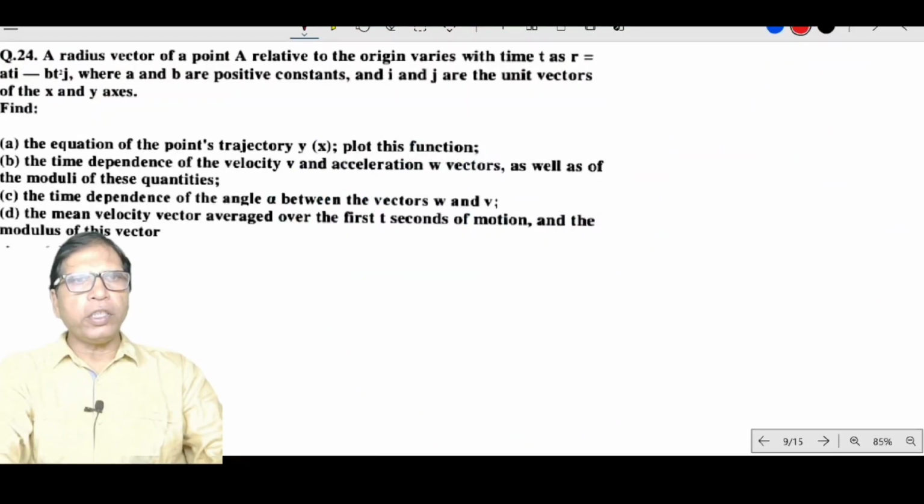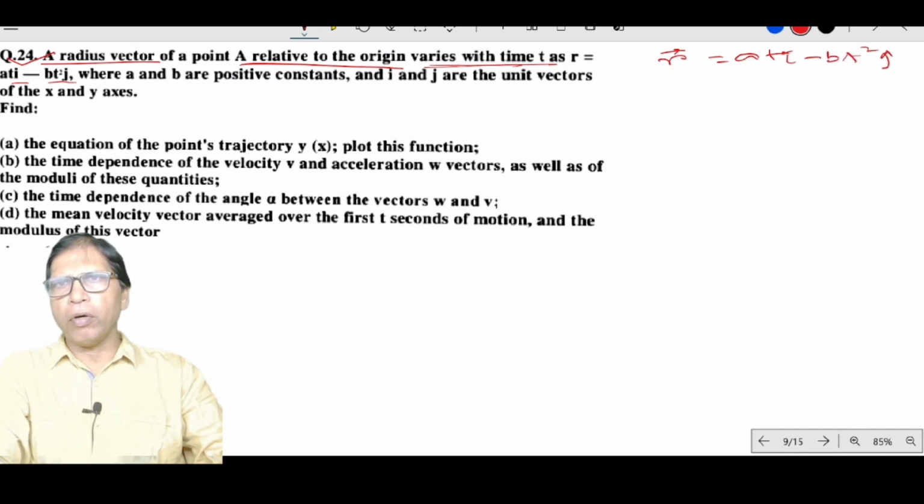Okay. Now question number 24. A radius vector of a point A relative to the origin varies with time t as r equals a t i cap minus b t square j cap. So the r vector is equal to a t i cap minus b t square j cap, where a and b are positive constants, and i and j are the unit vectors of the x and y axis. Find the equation of the trajectory y of x.